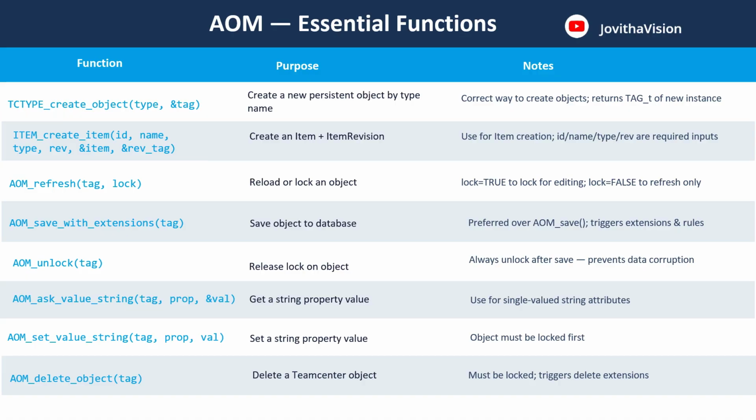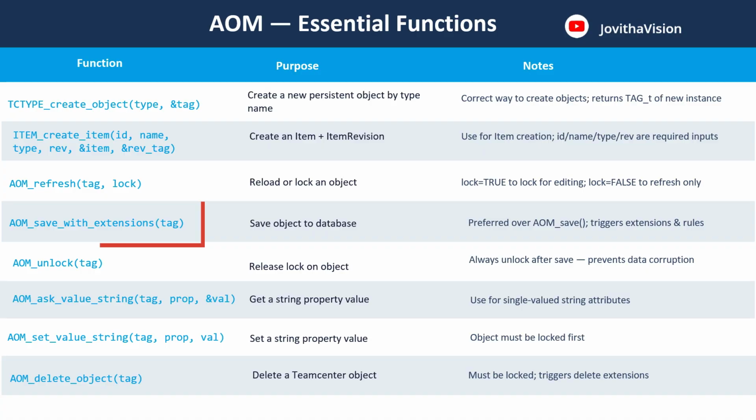Now for the other essential AOM functions you need to know. AOM_refresh. It takes two parameters, the object tag and a lock flag. Pass lock as true to lock the object for editing. Pass false to just refresh its data without locking. Always lock before you modify anything.